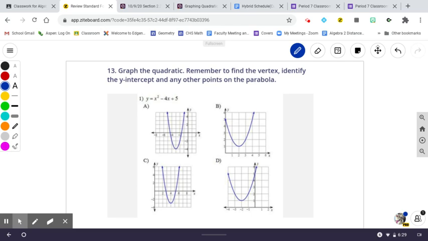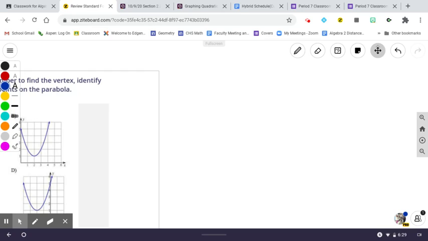So let's start with this one. This one was the one that by far most of you got wrong. So the first thing that you want to do, well, it says graph the quadratic. Remember to find the vertex, identify the y-intercept, and any other points on the parabola. So let's just recall first what standard form even is.